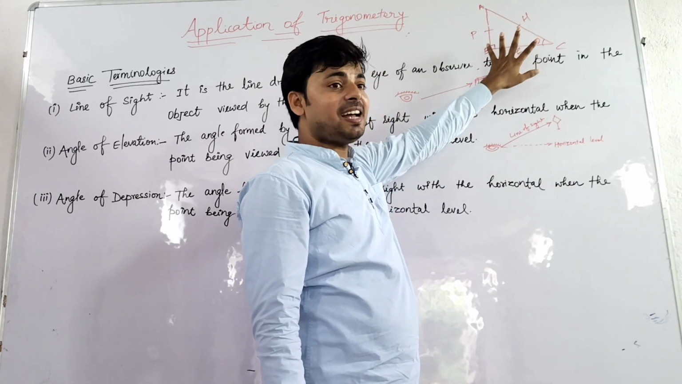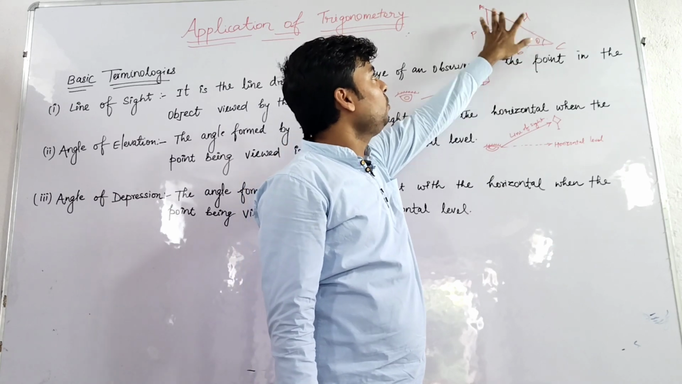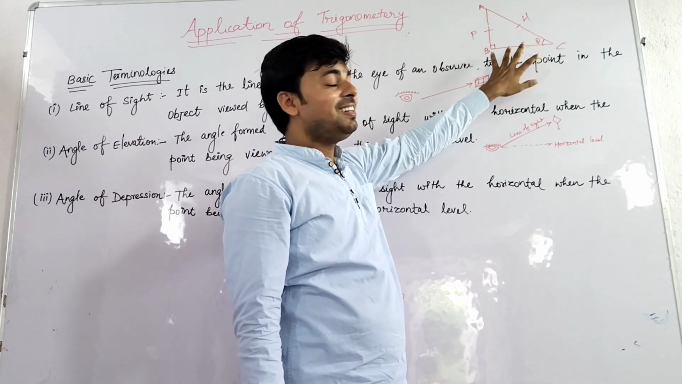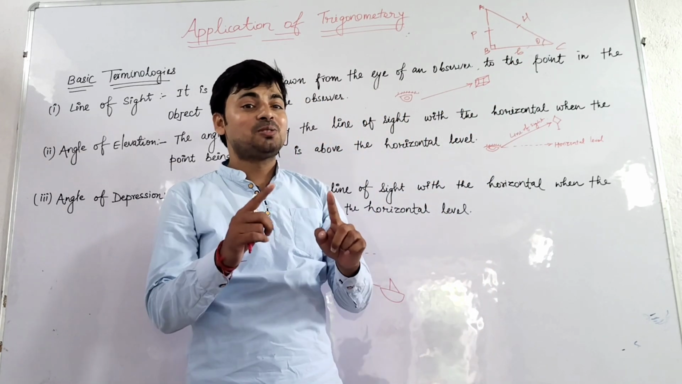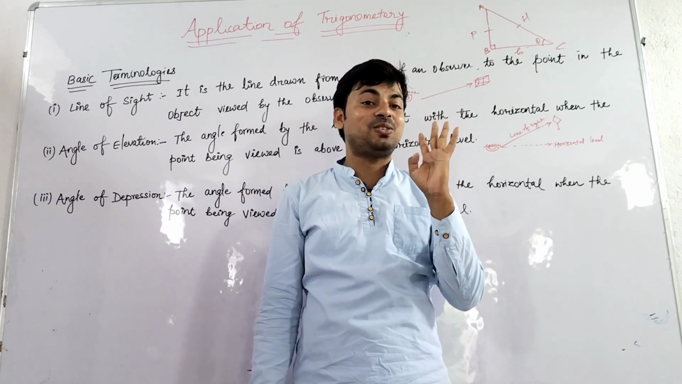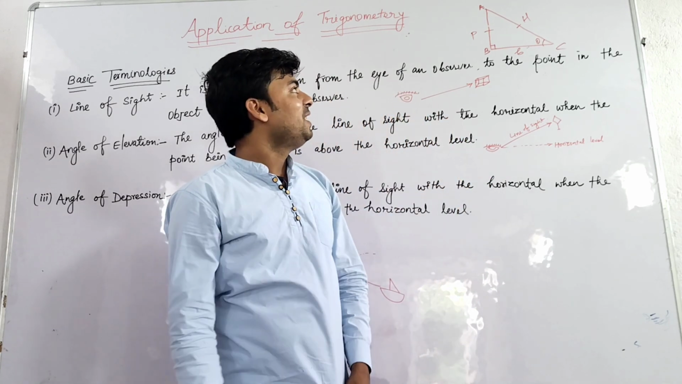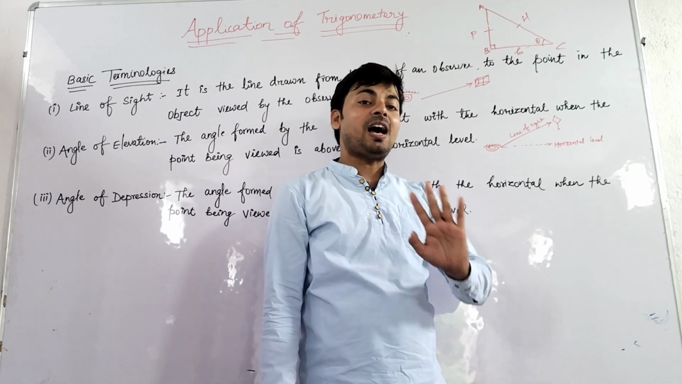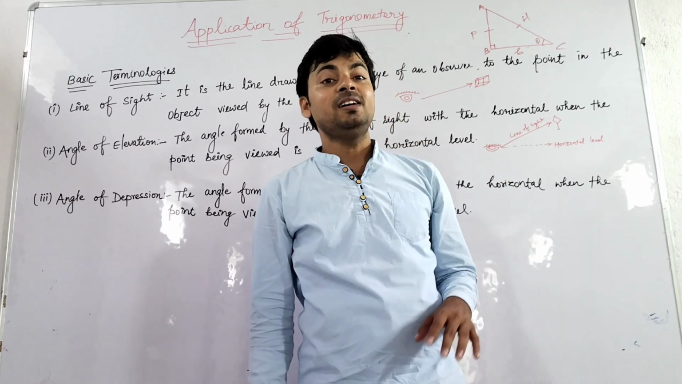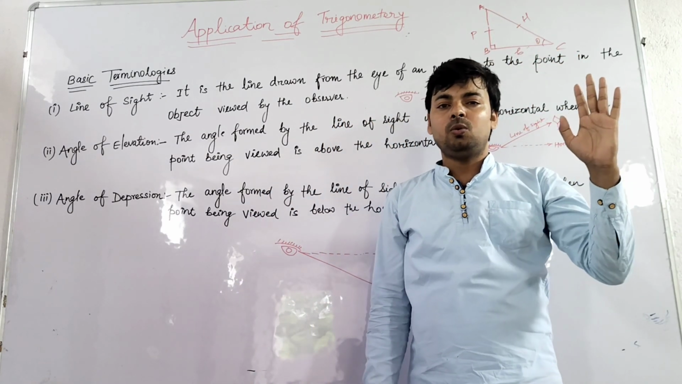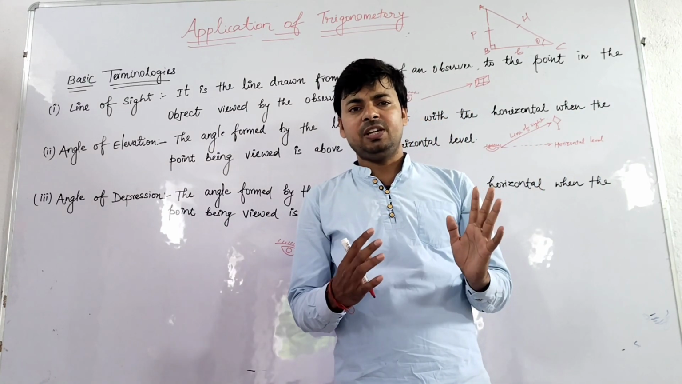So how many angles exactly here? 3 angles, sir. 1, 2, 3. And how many sides? 3, sir. 1, 2, 3. So there are 6 components. That's why we have studied 6 trigonometric ratios. How many? 6 trigonometric ratios. So those 6 trigonometric ratios are going to play an important role in finding out the height of the Charminar, Qutub Minar or any vertical thing.